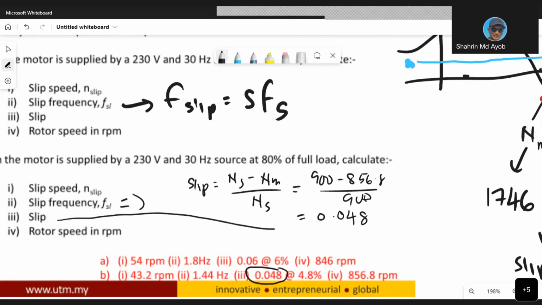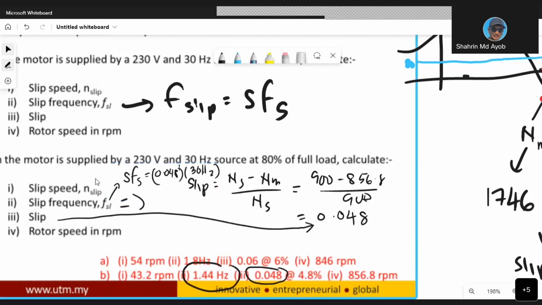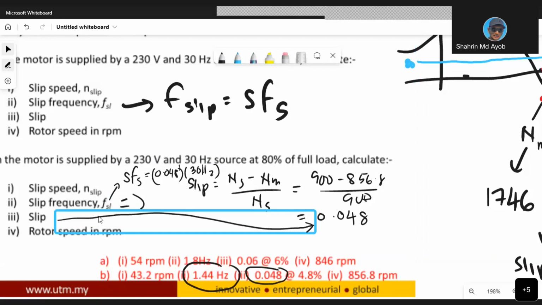So ini you dapatlah slip. And then frequency slip ni is actually S multiply with frequency supply. 0.048 multiply with 30 Hz. Okay, dapatlah 1.44. Tak apalah kalau you tak dapat dalam turutan tu, kalau dapat slip dulu, belasah je lah. Asalkan dapat jawapan. Tapi masalahnya jawapan you tak tahu betul tak betul masa final exam.